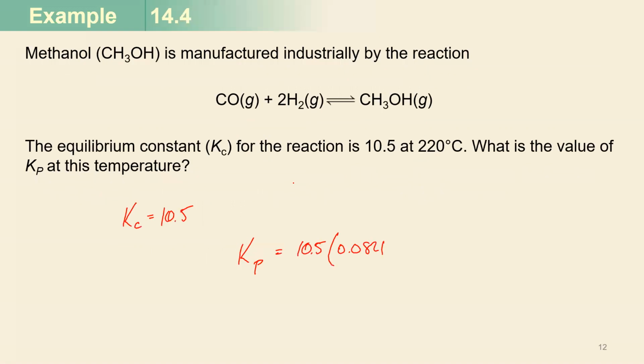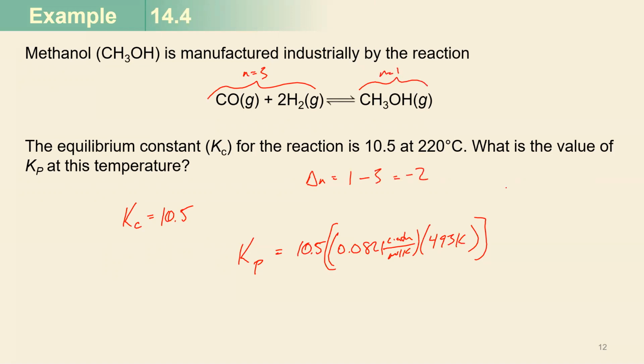All right, and then this last one, we know Kc and we're asked to find Kp. So liter atmospheres per mole Kelvin times our temperature, that's going to be 493 Kelvin. And I need to raise this to delta N. With delta N here, I have 1 mole of gas in my product, and I have 3 moles of gas in my reactants. So delta N is -2. So I need to raise this to the power of -2.